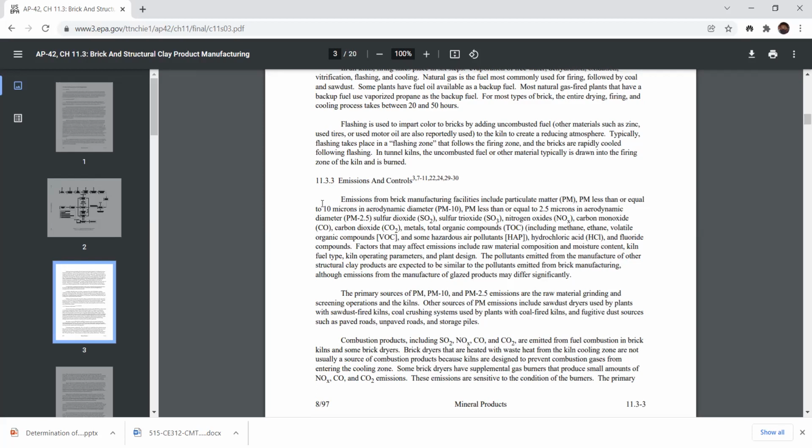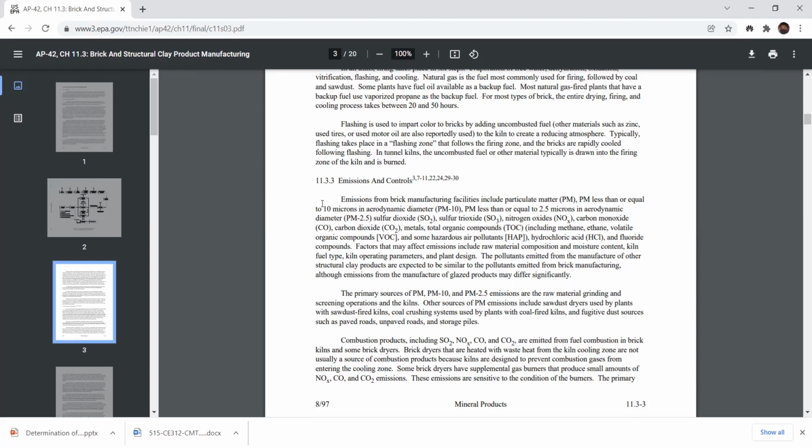Emissions from brick manufacturing facilities include particulate matter, PM less than or equal to 10 microns in aerodynamic diameter, PM less than or equal to 2.5 microns in aerodynamic diameter, sulfur dioxide, sulfur trioxide, nitrogen oxide, carbon monoxide, carbon dioxide, metals, and total organic compounds, including methane, ethane, and volatile organic compounds. Some are hazardous air pollutants, such as hydrochloric acid and fluoride compounds. Factors that may affect emissions include raw material composition and moisture content, kiln fuel type, kiln operating parameters, and plant design.